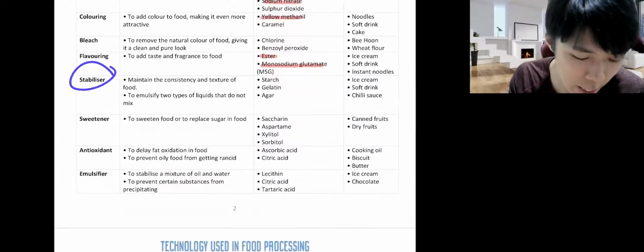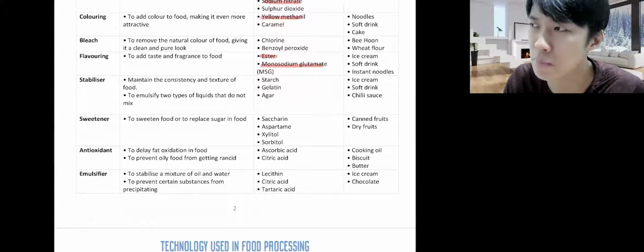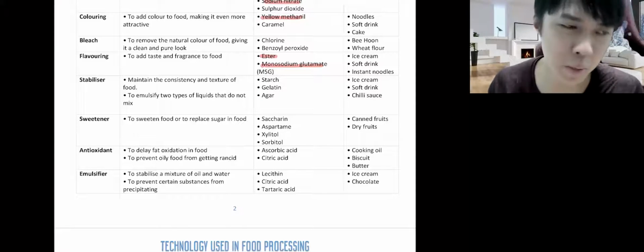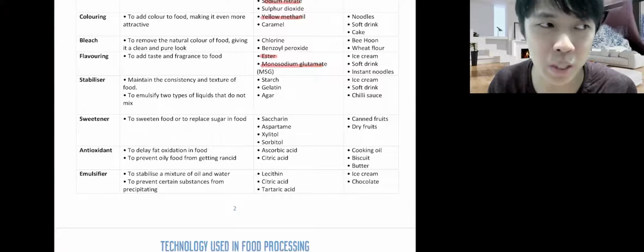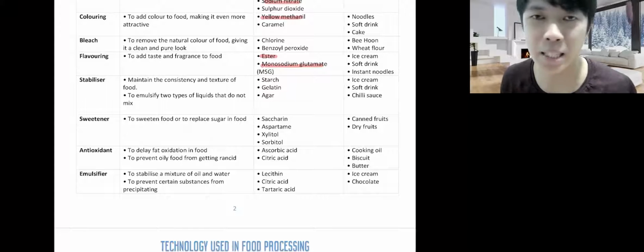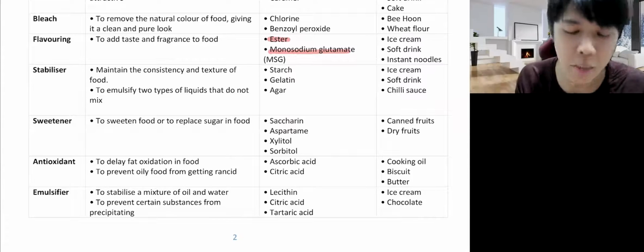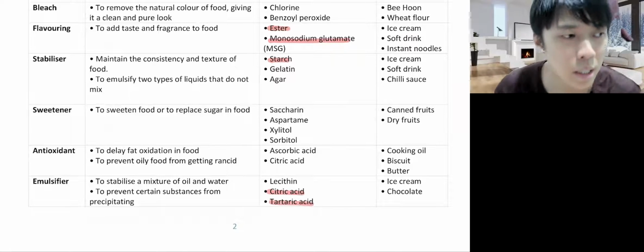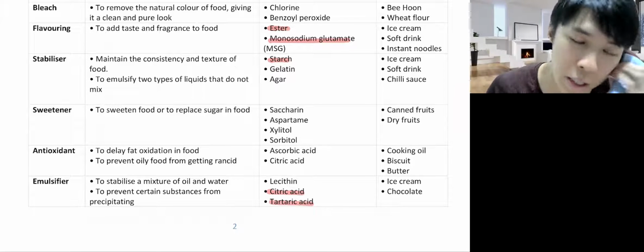Okay, so I was saying stabilizer and emulsifier work together, like in all the sauces and creams, like Thousand Island, mayonnaise, ice creams, ketchup, chili sauce. Those are oil and water. We don't want them to precipitate or to separate. So stabilizer and emulsifier are to lock them together to maintain the texture. Okay, so both of them have to be added together and it works in a pair. So we have starch, for example, we have citric acid, tartaric acid. Okay, acids are very good binding agents.